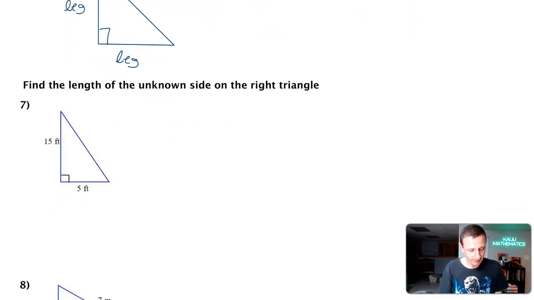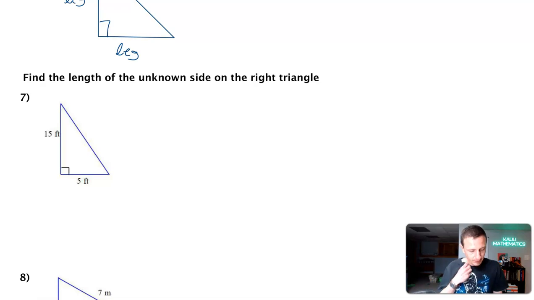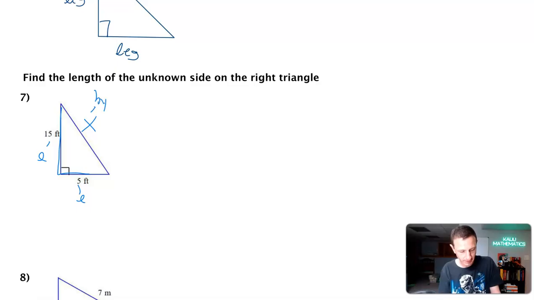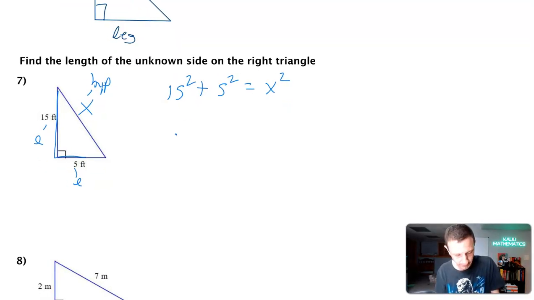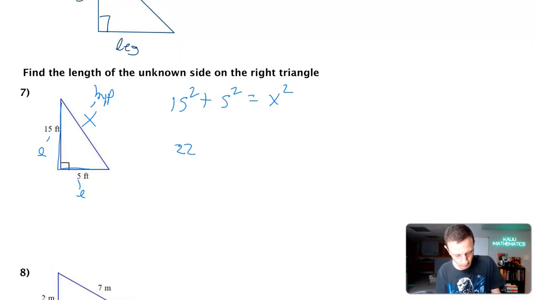So number 7, find the length of the unknown side on the right triangle. So what do we have? We have two legs and a missing hypotenuse. So the formula is, this is the leg, this is the leg, this is the missing hypotenuse. So the formula is leg squared plus leg squared equals hypotenuse squared. So 15 squared is 225, plus 5 squared is 25, equals x squared.